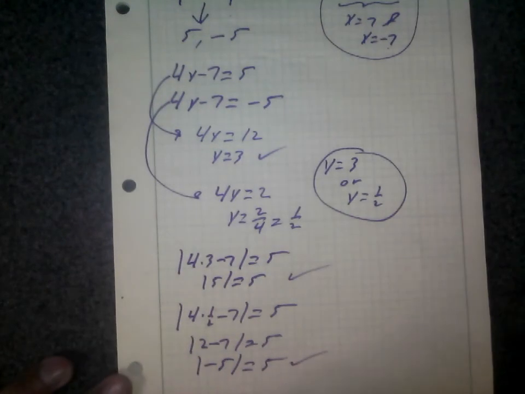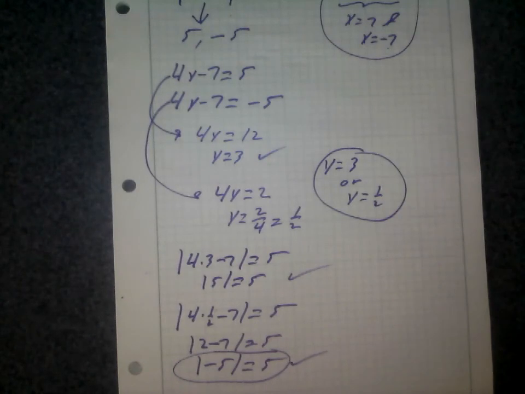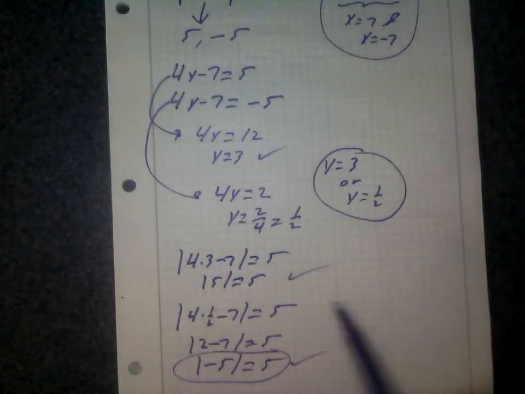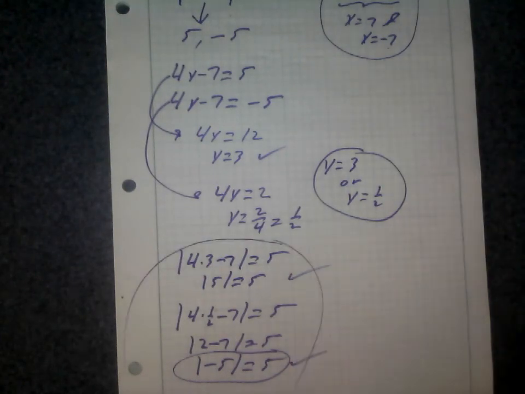And hopefully with this last example right here, you can see why you have to be a bit careful, because the negative solutions also count in these absolute value equations. So finally, the solution to your problem here is y is 3 or 1/2, and hopefully you can gain a bit of insight by plugging in here and seeing how it all works.